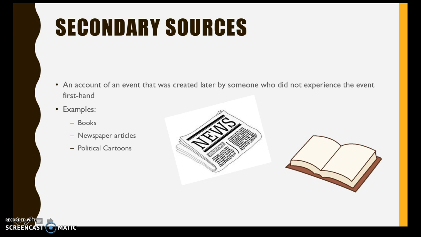Next up we have secondary sources. A secondary source is going to be an account of an event that was created later by somebody who did not experience the event firsthand. Examples of these are going to be books. Your textbook would be an example of a secondary source. Newspaper articles and political cartoons. So all of these were created by someone who did not experience the event firsthand.